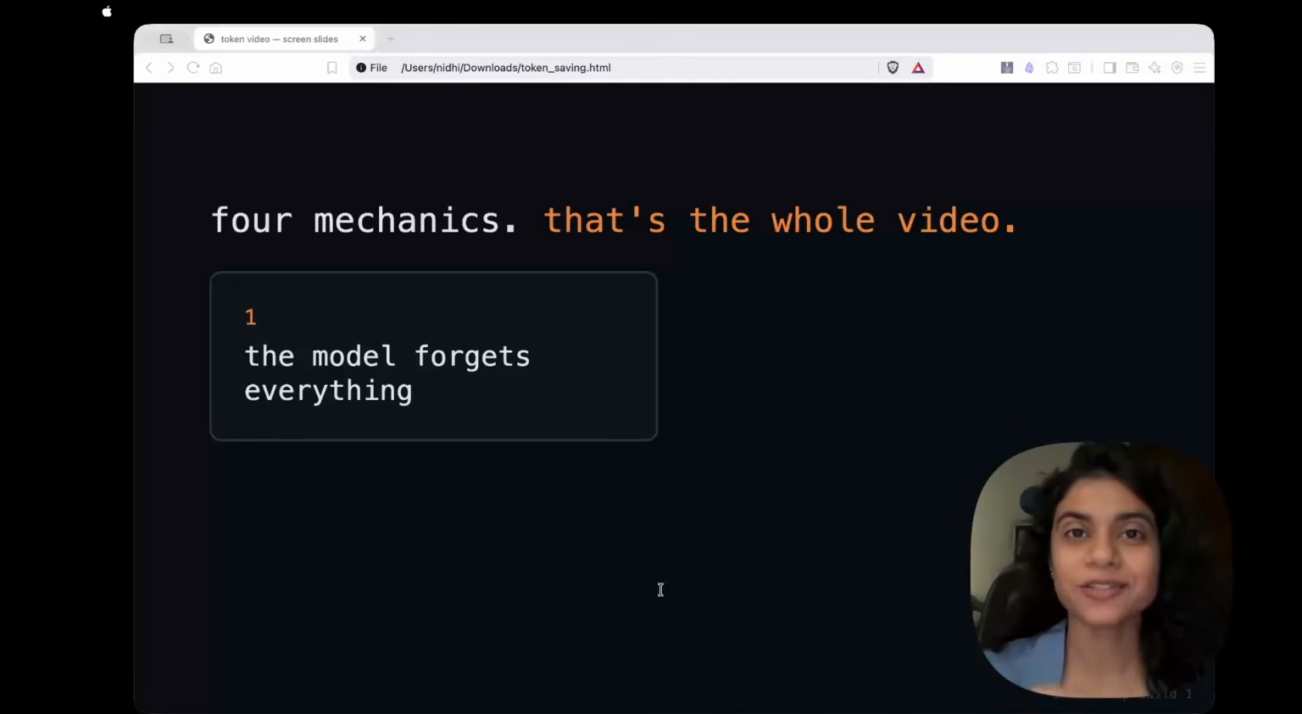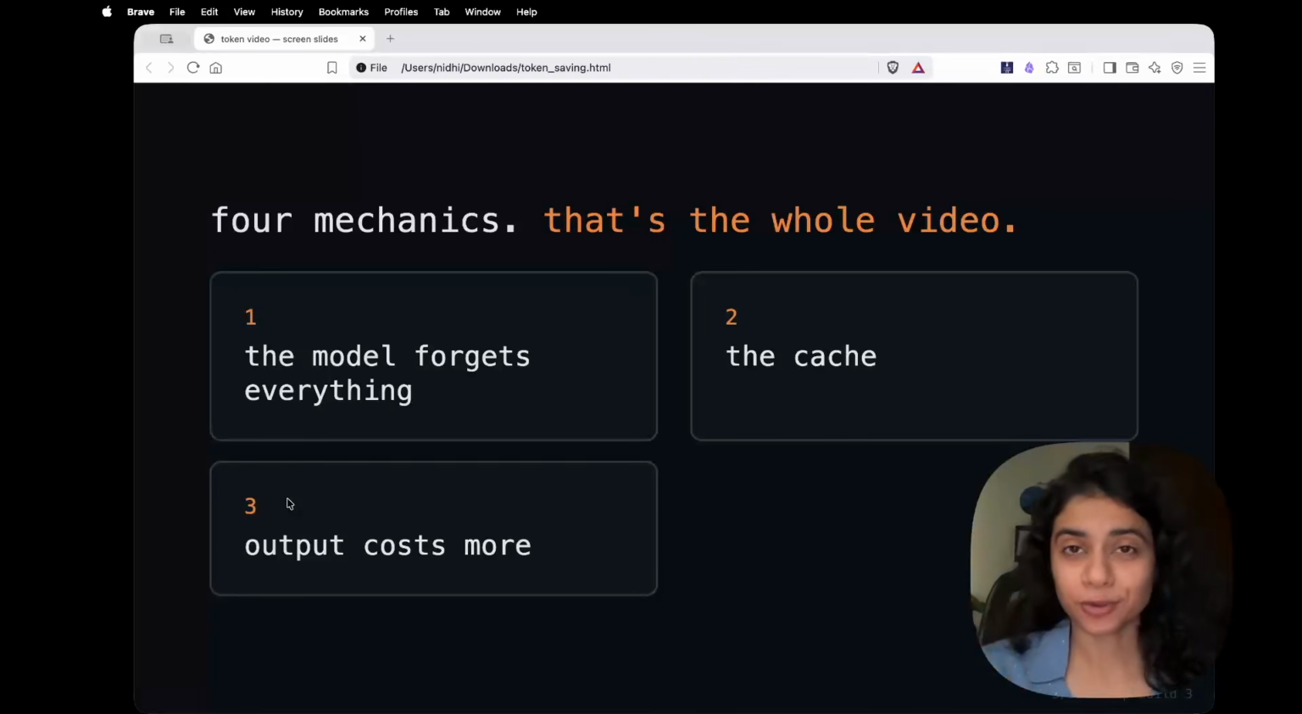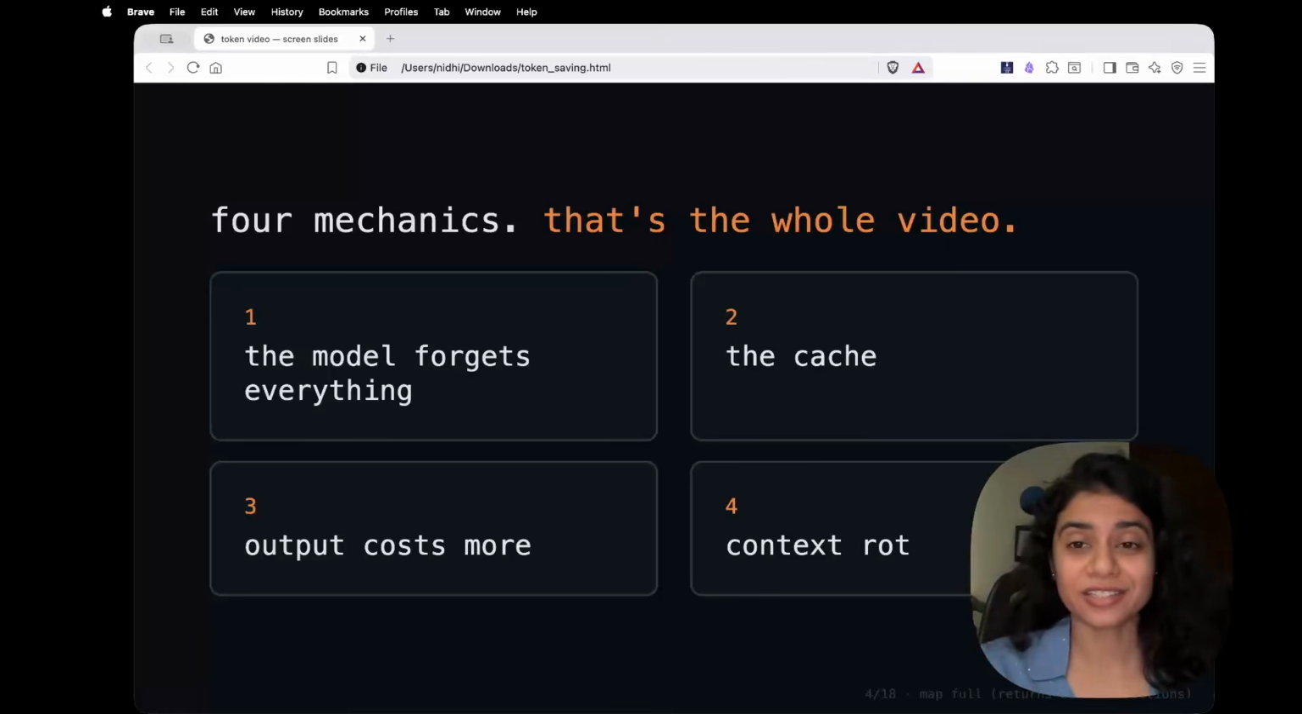Let us start with these 4 mechanics. The first one is the model forgets everything between messages. Yes, you heard that right. And what Claude Code does for this is the root cause of why we spend every dollar. Number 2 is cache. And this is the only reason why a subscription is able to work for you. And we will talk about things that we are doing that are breaking this. Next up, we have output tokens, and they count. They are expensive. Now, fourth and the last is context rot. And this is the reason why a full context window is not only expensive, but actually makes your Claude dumber.